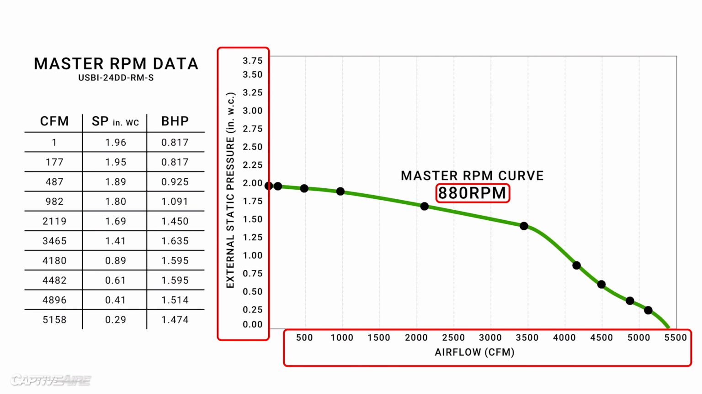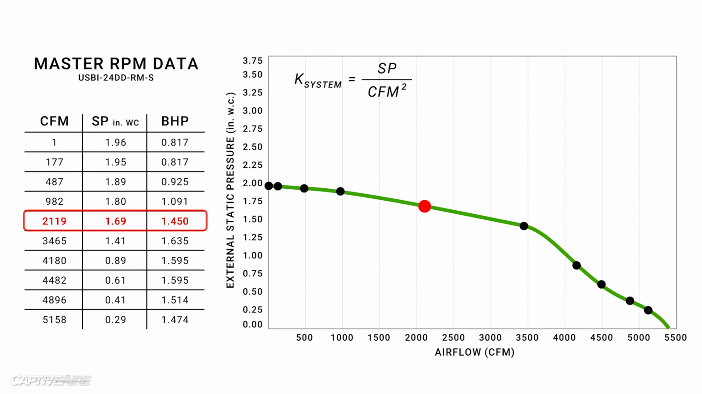Now, there's another way to express this relationship using something we call a K-factor or system constant, the equation for which looks like this. So let's pick one of our test data points and plug in the numbers. In this case, our K-factor is 3.76 times 10 to the negative 7.